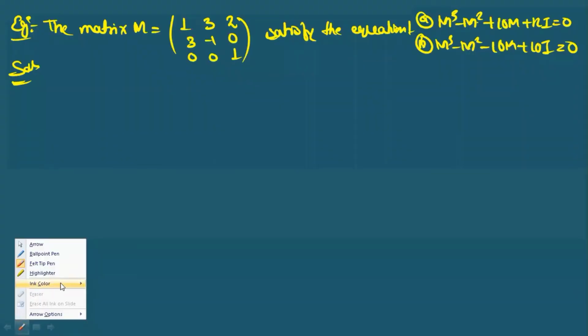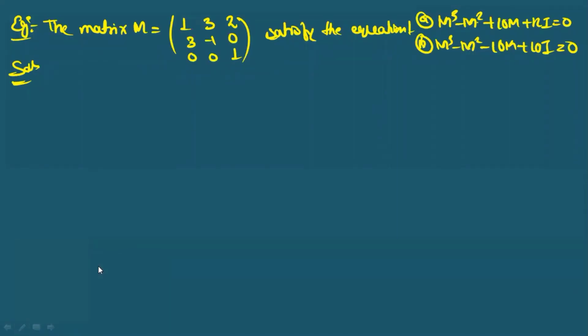So now we will see the next question. Here it is saying the matrix M is equal to this. You will have to find out which of these two equations it will satisfy. This is a question from Cayley-Hamilton. So the characteristic equation is what? Determinant of (M minus lambda I) is equal to 0.